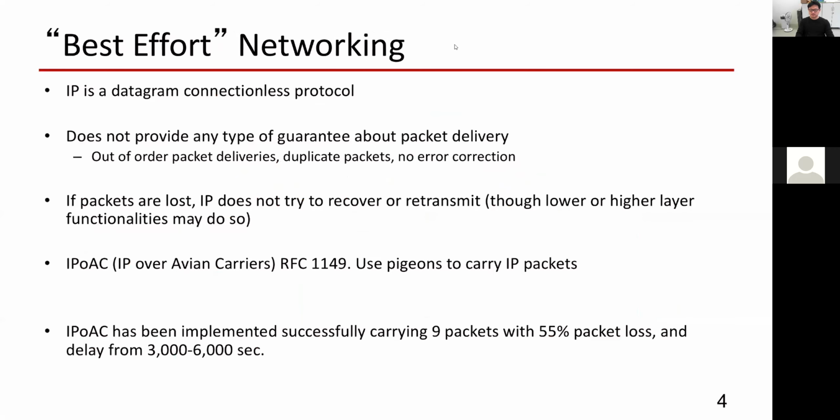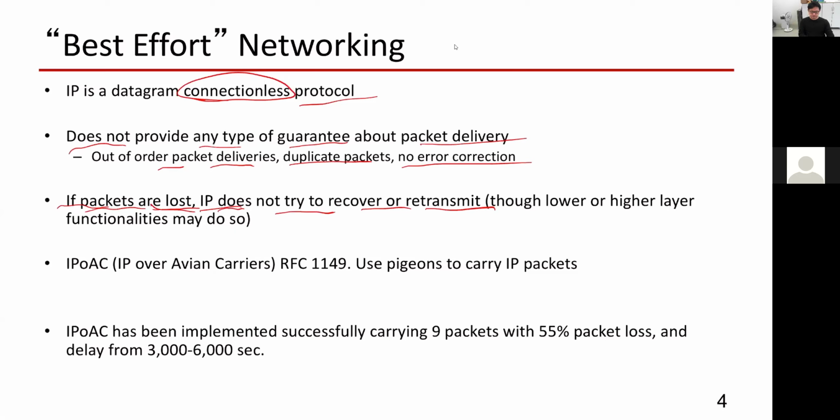Okay. So, best effort network. An IP network is best-effort networking, meaning they don't guarantee. I do what I can do. I do the best I can. Okay. So IP is a datagram connectionless protocol. It does not provide any type of guarantee about packet delivery. So out-of-order delivery, duplicate packets, no error correction, there's nothing. If IP packets are lost, IP does not try to recover or retransmit. But an upper layer like TCP or a lower layer like MAC may try to.